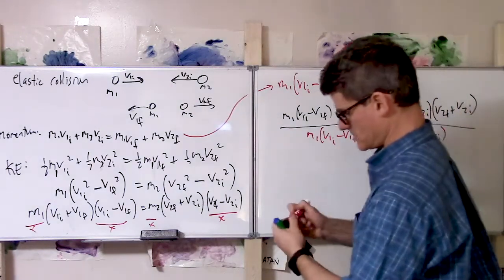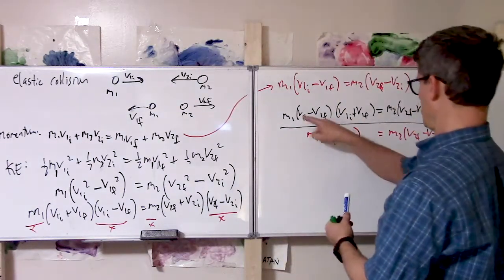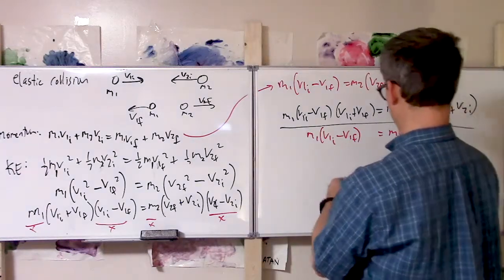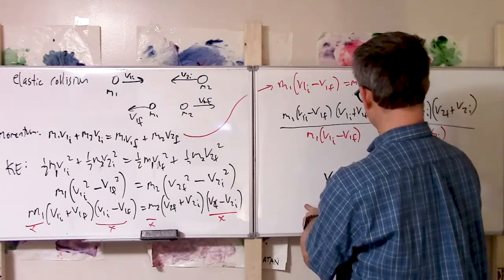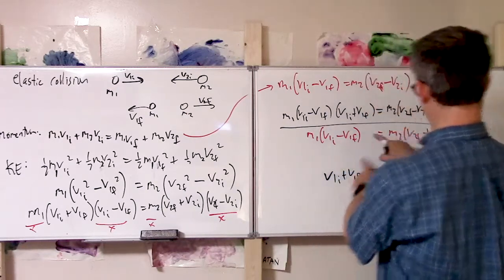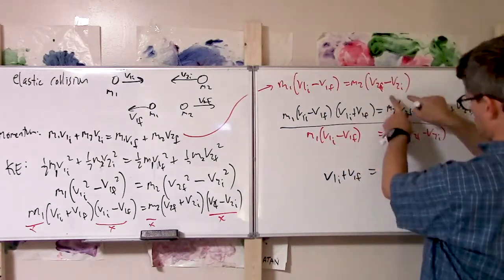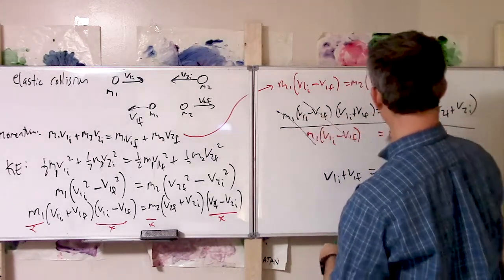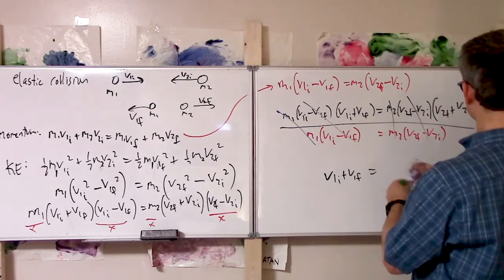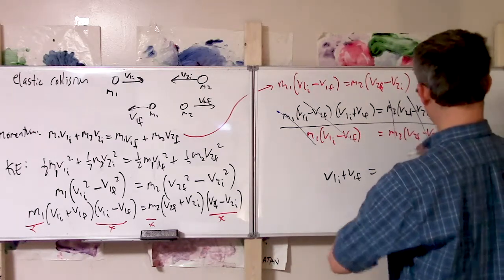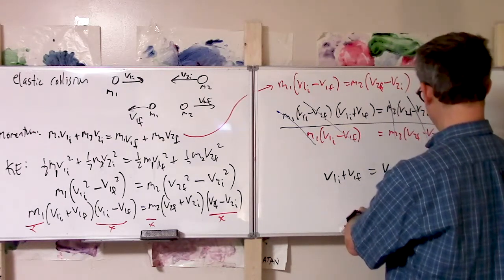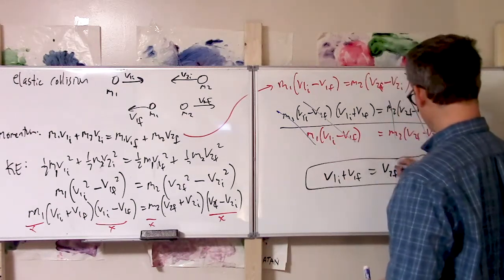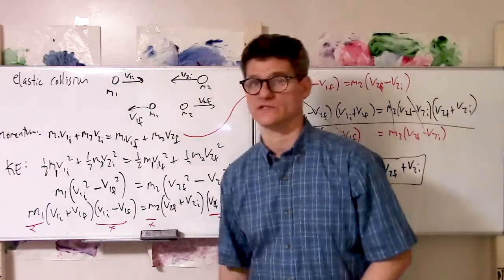All right, let's start dividing. When I divide the left side, I get what's left over: V1 initial plus V1 final. When I divide the right side, see, those are pretty nice: V2 final plus V2 initial. All right, so this becomes an equation that we use to solve elastic collision problems.